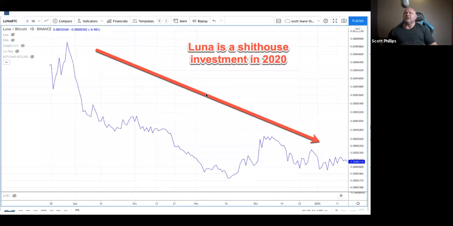So let's look at some others. So this is another one of the popular coins, Luna. And in 2020, you can see this was just a terrible thing to own. It declined from like 5,000 Satoshis down to 2,110 at the start of the year. I mean, that's down 60, 70%.